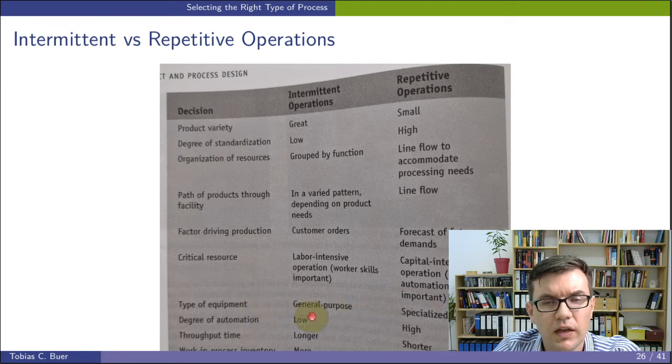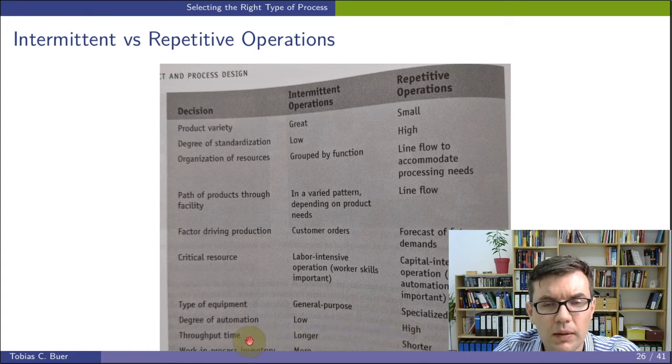What is the type of equipment for the intermittent operations? We have general purpose equipment that could be used in many different contexts. For the repetitive organization, our equipment is specialized, so maybe we can only use it for this specific production process. What is the possible degree of automation? Intermittent operations, there's not so much potential for automation. For the repetitive operations, it can usually be highly automated.